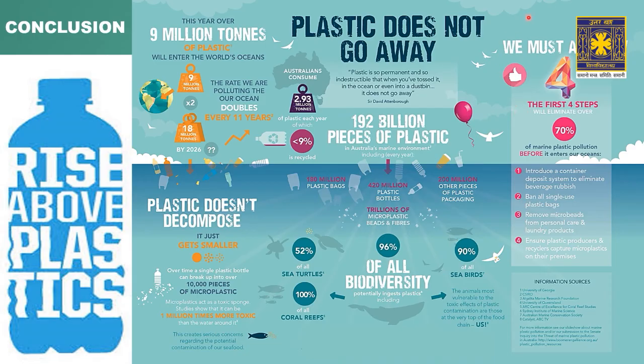So, in our bid to manage or curb plastic pollution, we can follow some basic steps. We can introduce a container deposit system to eliminate plastic rubbish. We can ban single-use plastic bags. We can remove microbeads from personal care and laundry products. We can ensure plastic producers and recyclers capture all the plastic waste from their own premises.